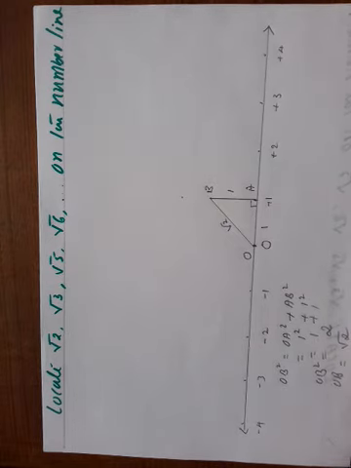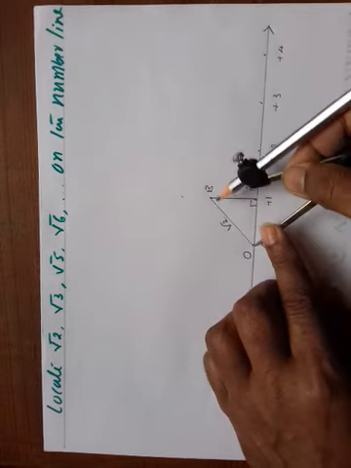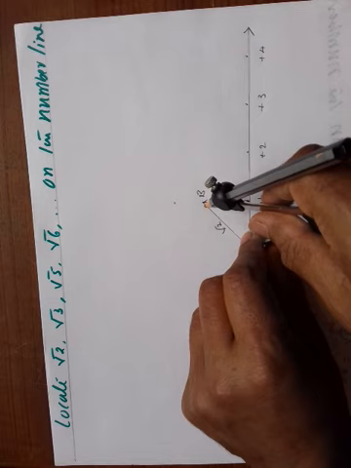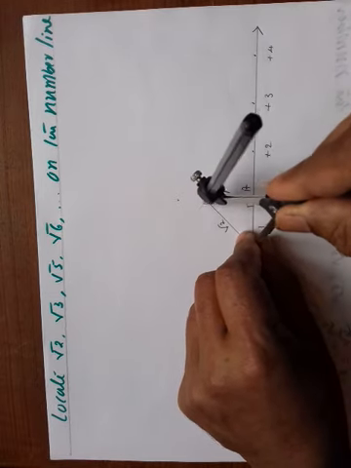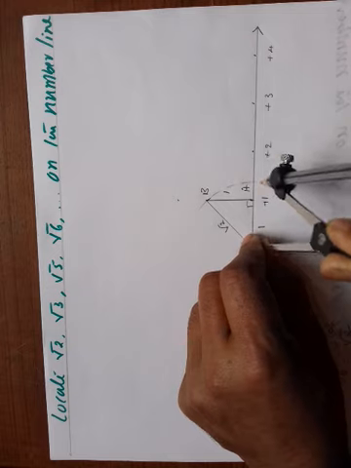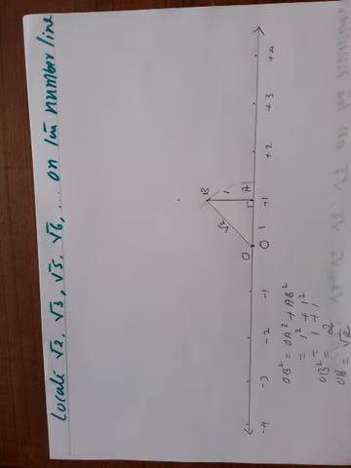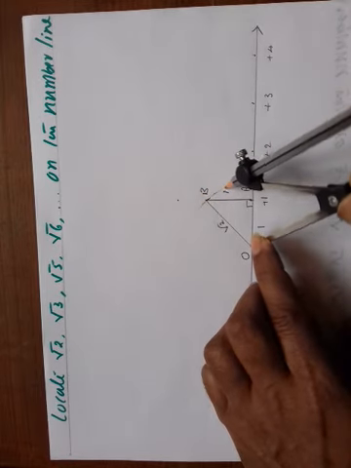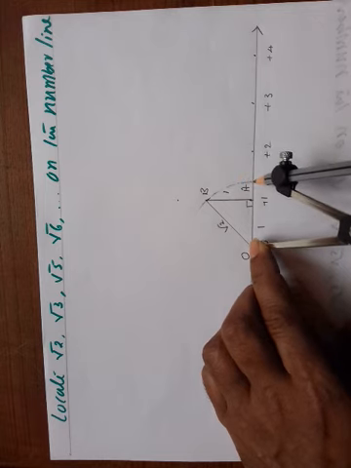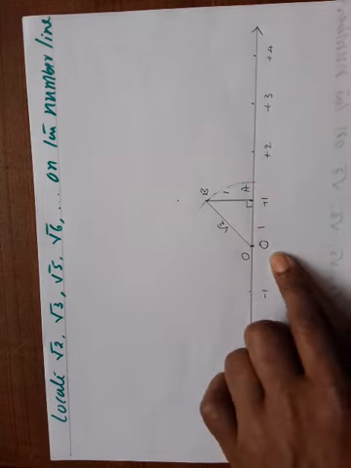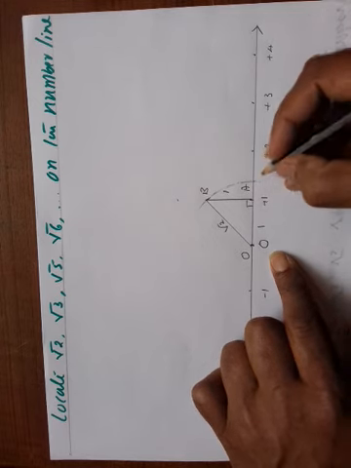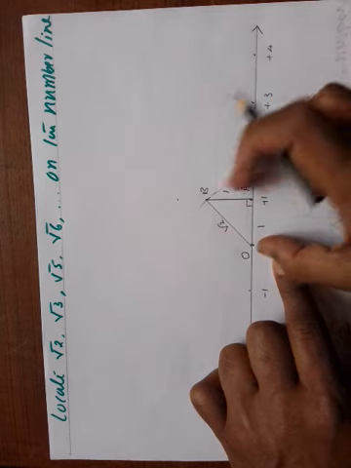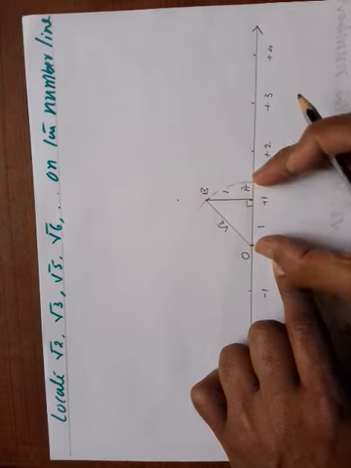What you have to do is, with OB as radius and O as center, draw an arc which cuts the number line at this point. See, the length remains same. This is root 2. Wherever you locate the point, that length will be root 2. I will locate this point as C. The length OC or OB is equal to root 2.